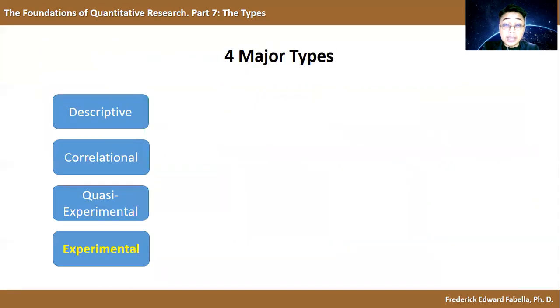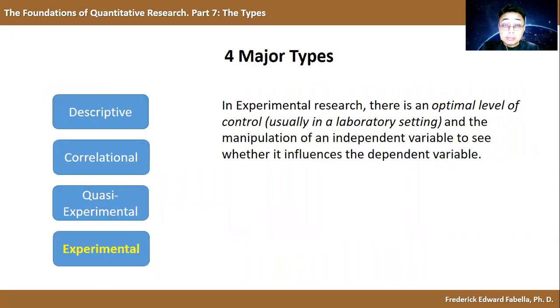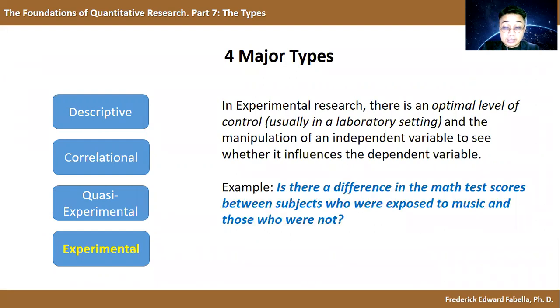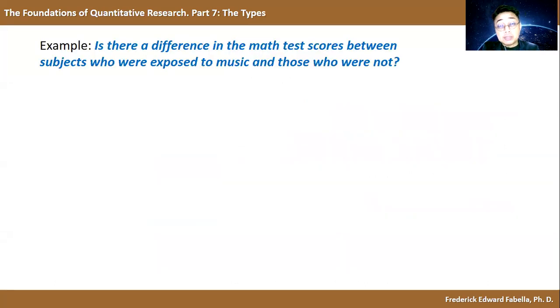Let's now proceed to experimental. In experimental research, there is an optimal level of control, usually in a laboratory setting, and the manipulation of an independent variable to see whether it influences the dependent variable. Example, is there a difference in the math test scores between subjects who were exposed to music and those who were not? Okay, so let us try to once again explore this example. Let's try to come up with an experimental design.